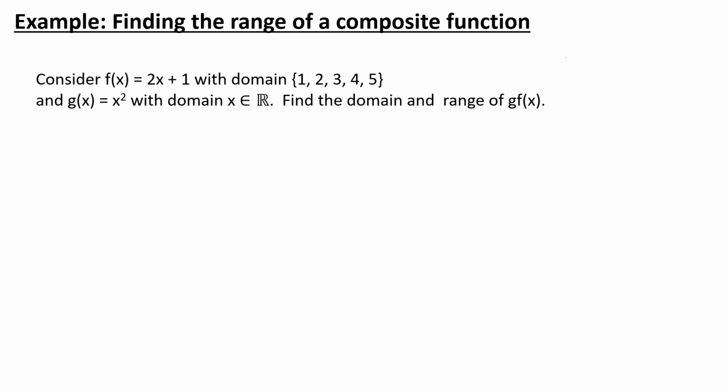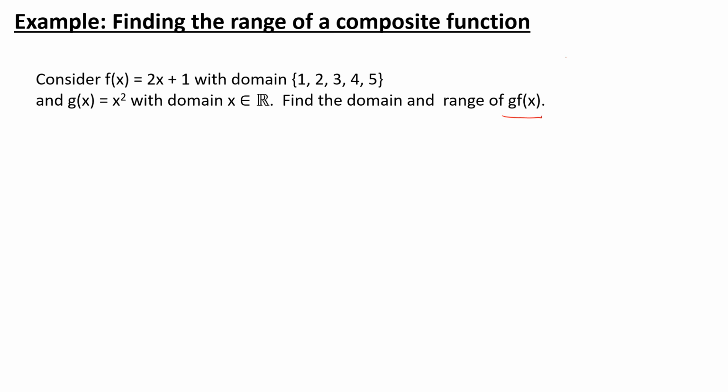We're then given the second function g of x, and this one is x squared. So whatever you put into this function, you've just got to square it. And for this one, the domain is any real number. So as long as x is a member of the set of real numbers, then you're allowed to put it into function g. So basically we can put any real number we want into function g. Now the question is, find the domain and the range of gf of x. So that's where our composite function comes in.